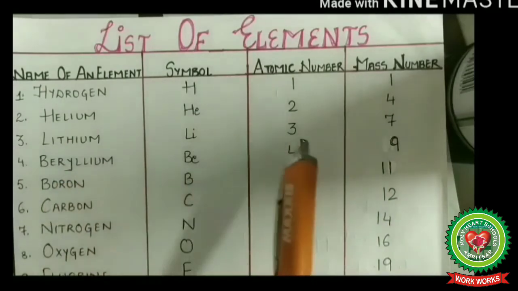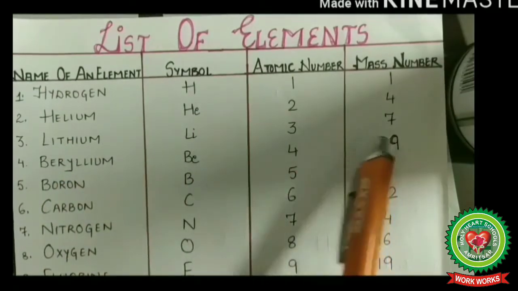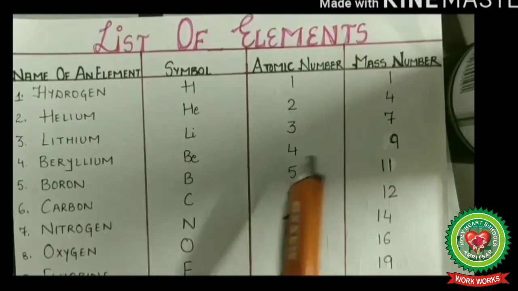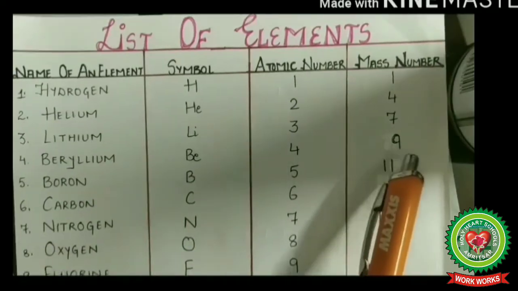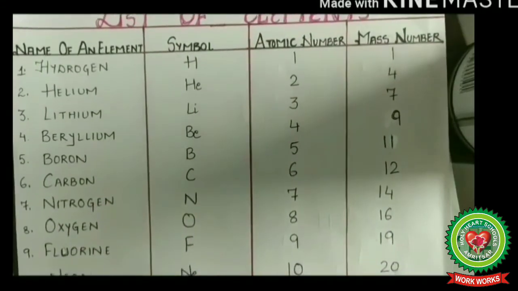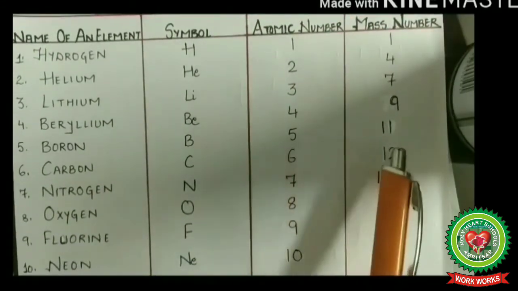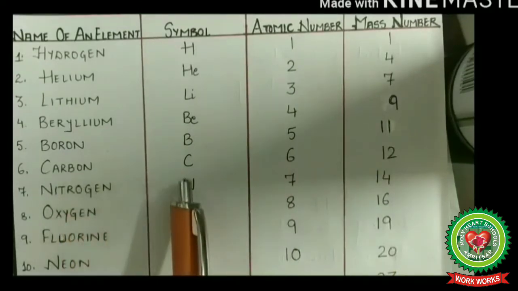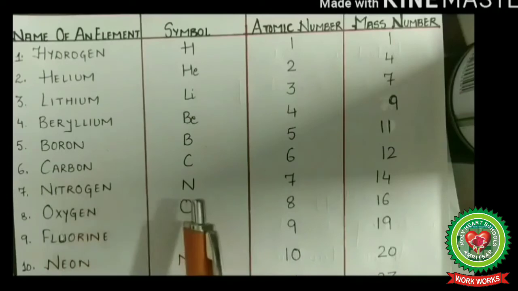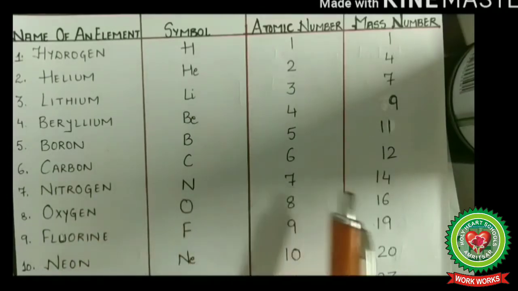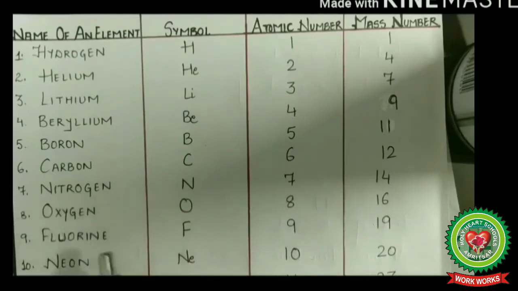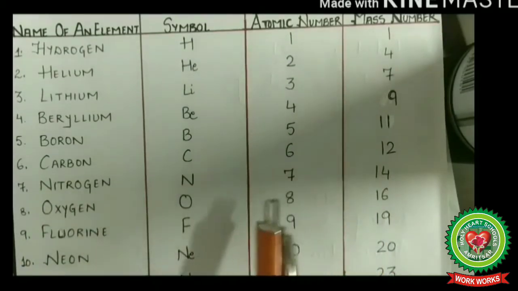Lithium, symbol Li, atomic number 3, mass number is 7. Beryllium, symbol Be, atomic number is 4, mass number is 9. Beryllium also has an exception. Boron, symbol B, atomic number 5, mass number 11. Carbon, symbol C, atomic number 6, mass number 12. Nitrogen, symbol N, atomic number 7, mass number 14. Nitrogen also has an exception in its mass number.